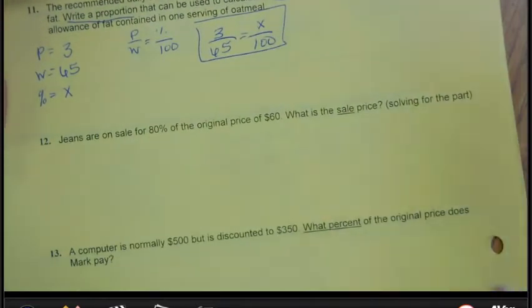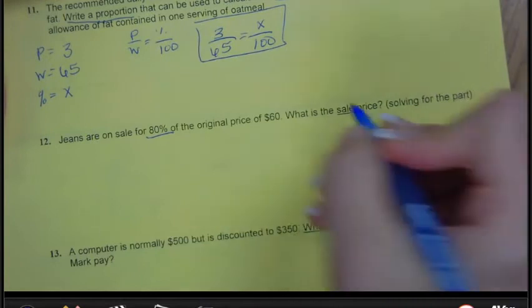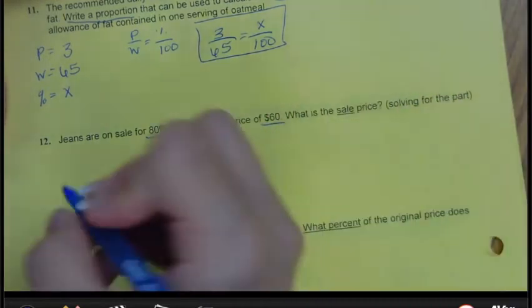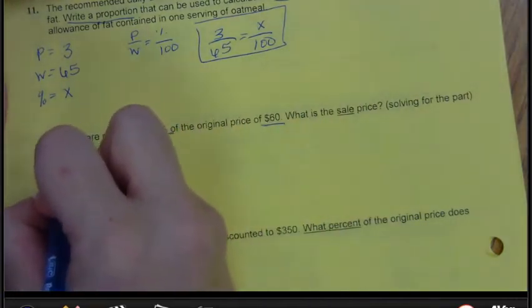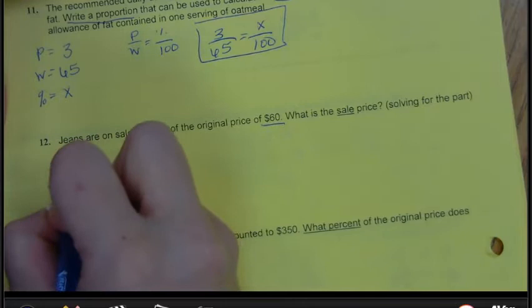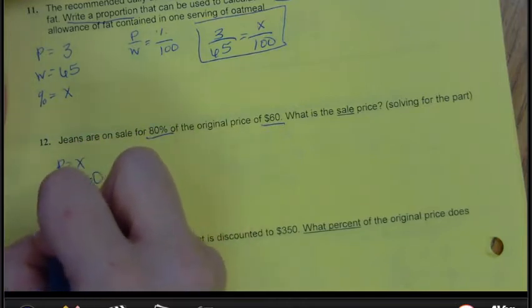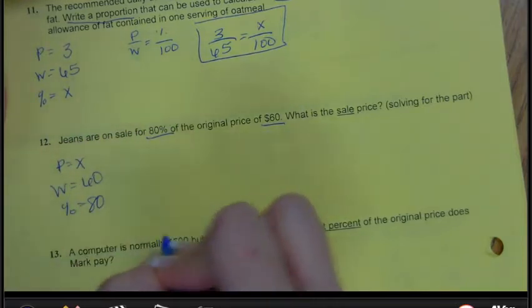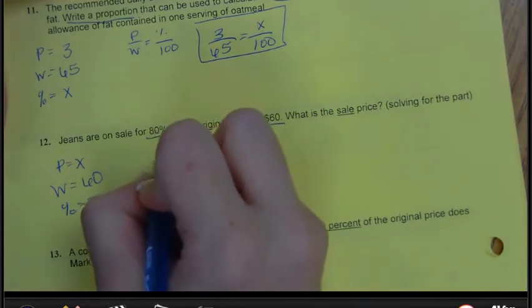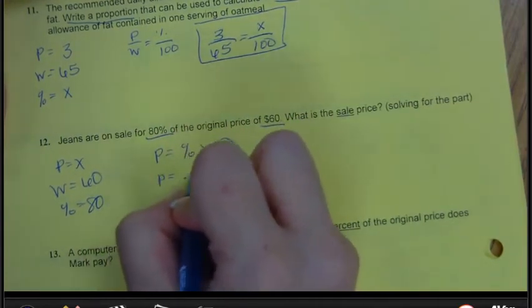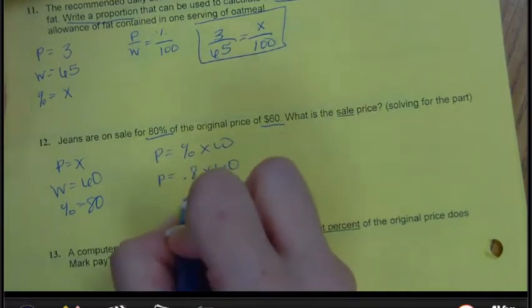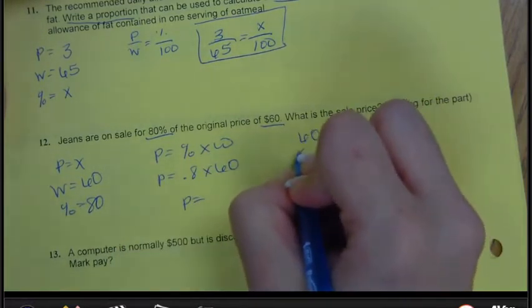All right, number 12. Jeans are on sale for 80% off the original price of $60. What is the sale price? I'm solving for the part. All right. Part is unknown. My total is the amount of the jeans, 60, and the percent is 80%. All right, so part equals percent times the whole. Part equals 0.8 times 60. Let's do 60 times 0.8.